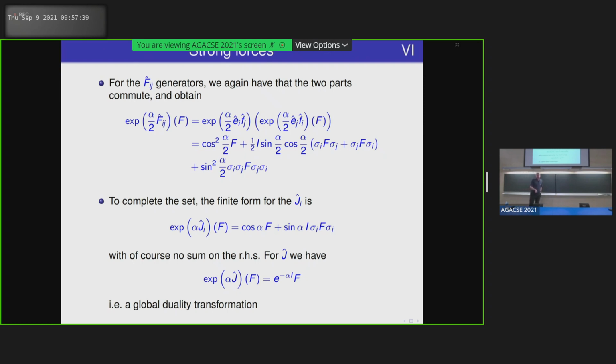For the F's, you expand those and you get this not quite so pleasant form here, but it's very quick to get there because, again, you can exponentiate the individual parts. And to complete the set, the finite form for J is shown just here, exactly what you'd expect, given what it is: duality. So the J itself is just a duality transformation.